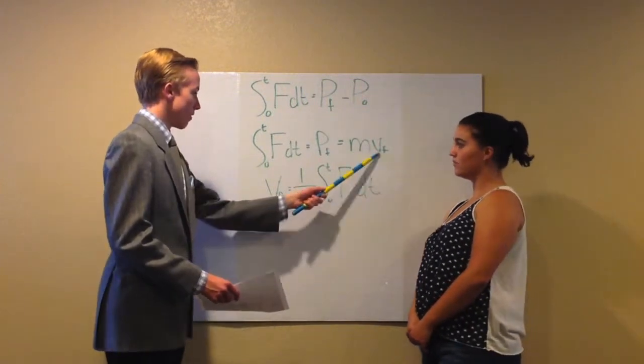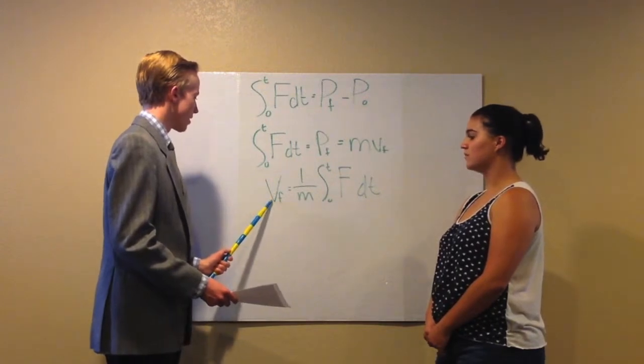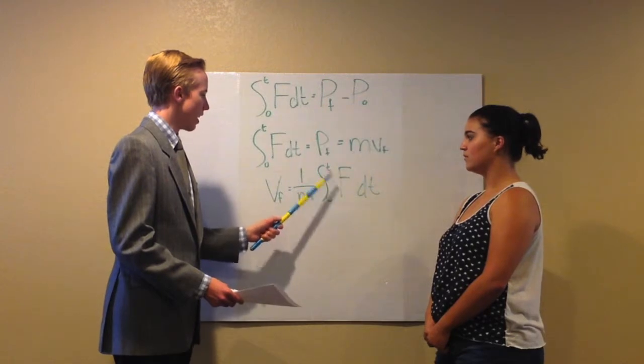In order to find the final velocity, we can divide by m on both sides, making the final velocity equal to 1 over m times the integral from 0 to t of F dt.